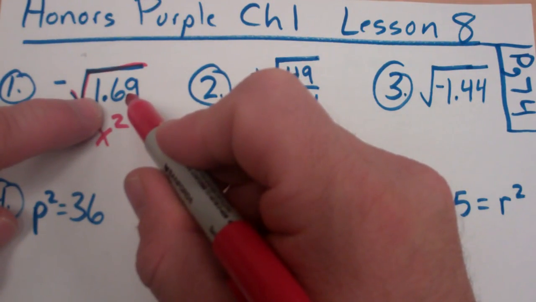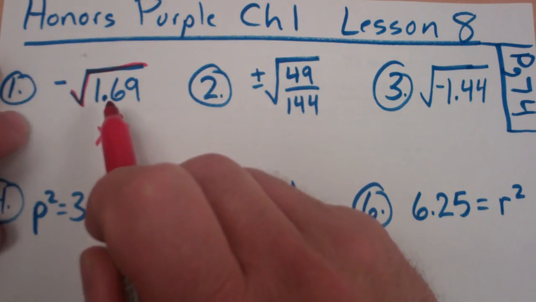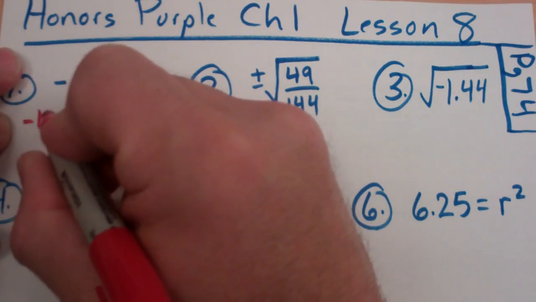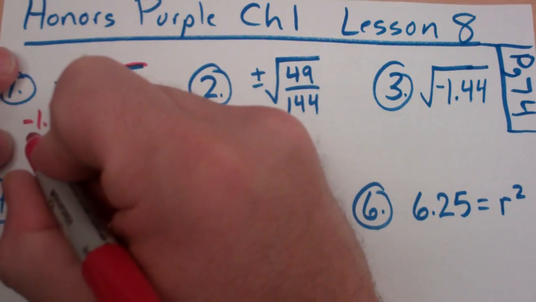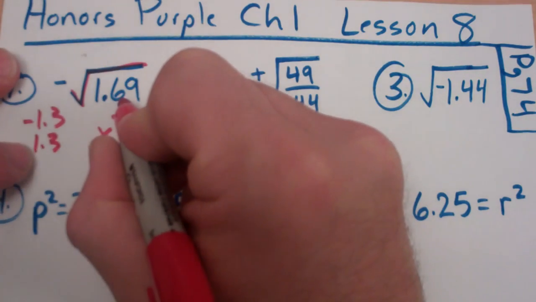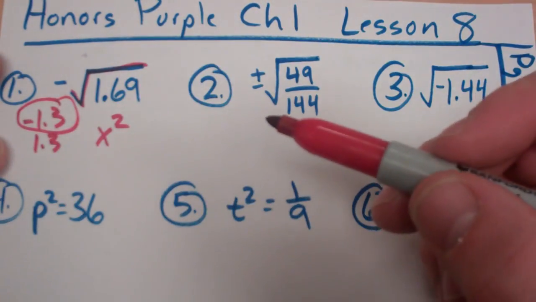That would be 1.3. Notice they have the negative. They want the negative square root, because remember, negative 1.3 times negative 1.3 is 1.69. Also, 1.3 times 1.3 is 1.69. They wanted the negative square root this time.